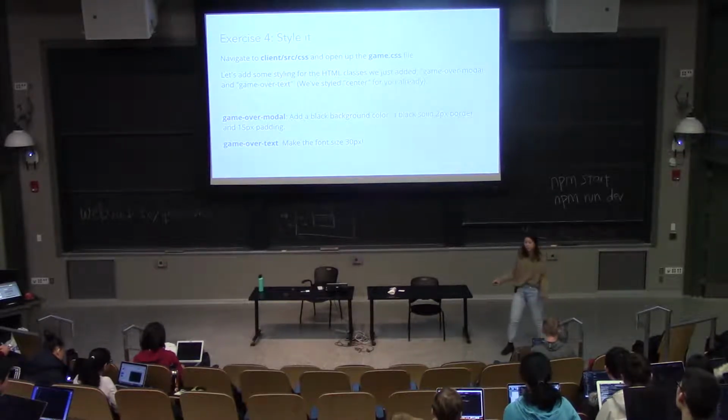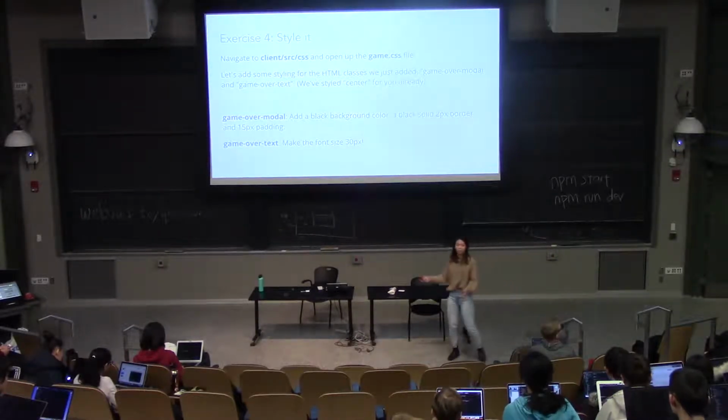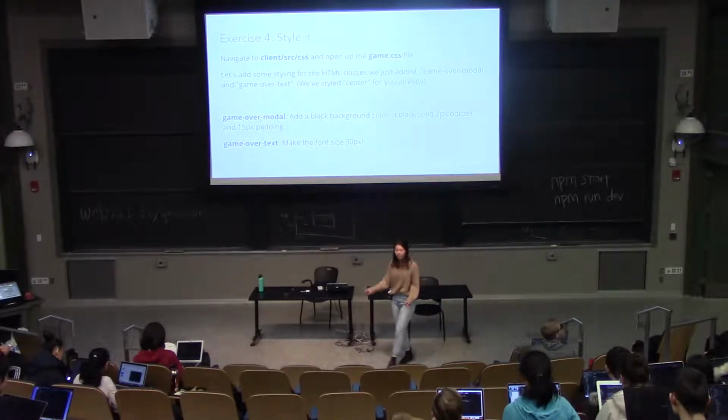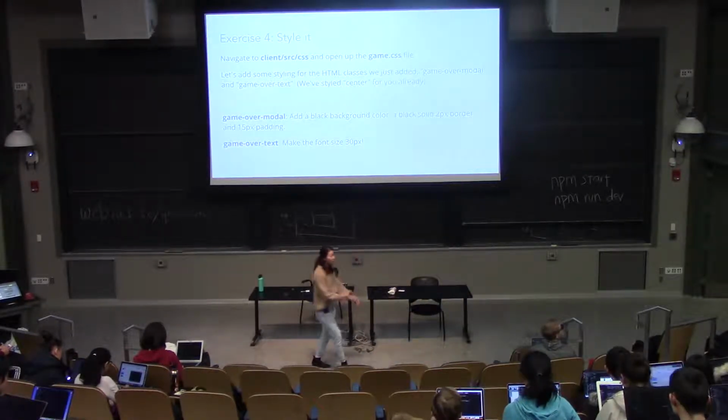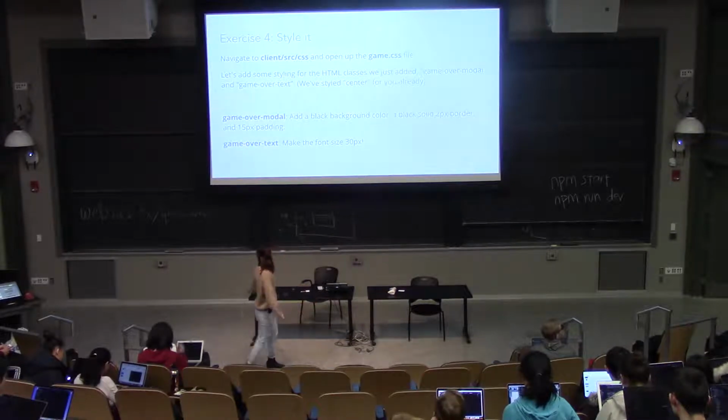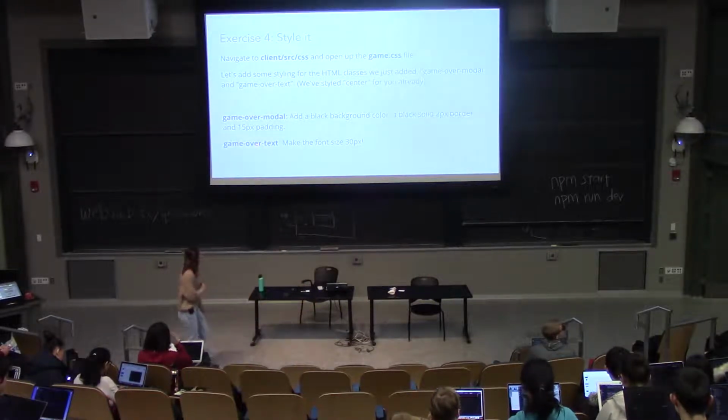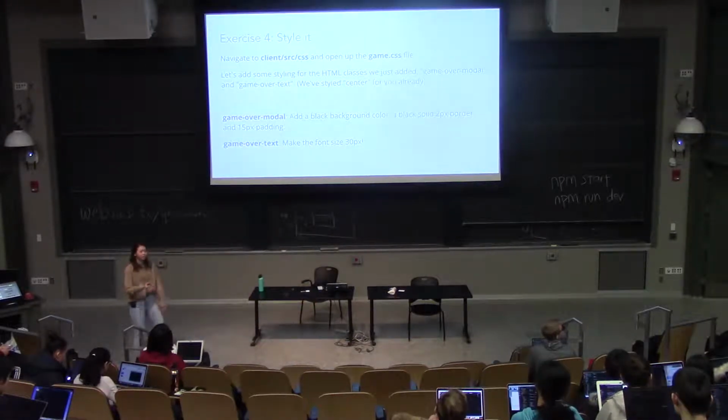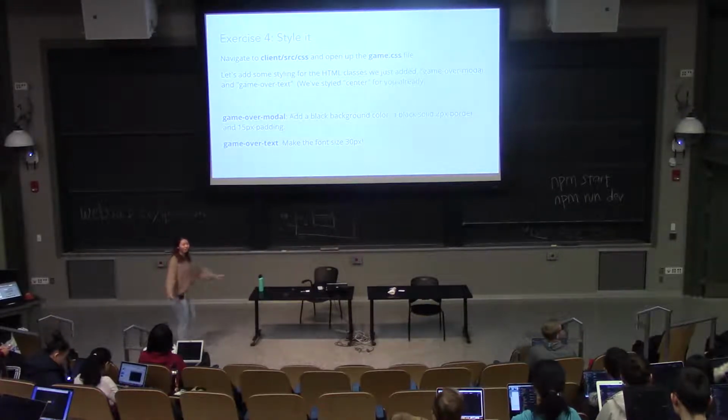And you can see examples of that because there is already some predefined CSS for other classes in the game.css file. So you can look to that for reference, you can Google it. And as well as that, for game over text, we want to make the font size 30 pixels. So go ahead and do that now.